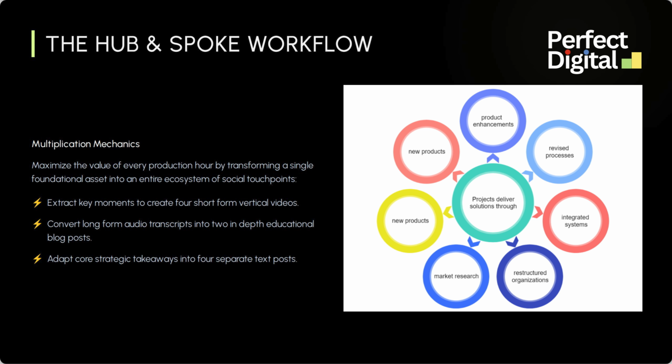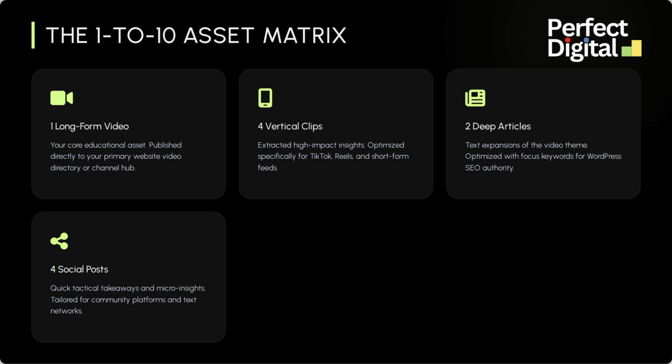Let's map out this distribution matrix. Let's look at the 1 to 10 asset matrix to track how one master production hour scales into 10 custom platform assets. The core hub is one long form video. This is your primary deep dive educational asset published directly to your central website video directory or primary channel hub.